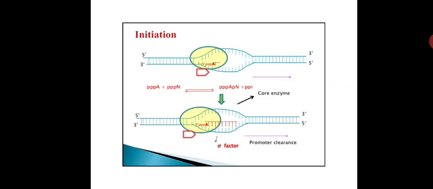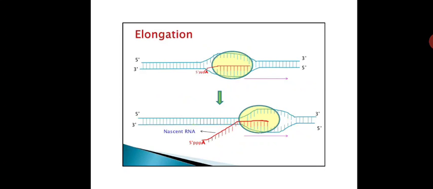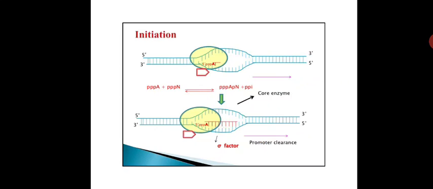After that, there is a beta subunit also present in the core enzyme of RNA polymerase that will carry out the process of polymerization. That is, it is going to add the nucleotides. What type of nucleotides? That is ribonucleotides. After that, there is promoter clearance. When there is a release of sigma factor, the last step is promoter clearance. So this is about the process of initiation of transcription in prokaryotes.